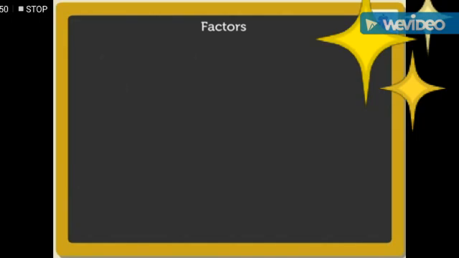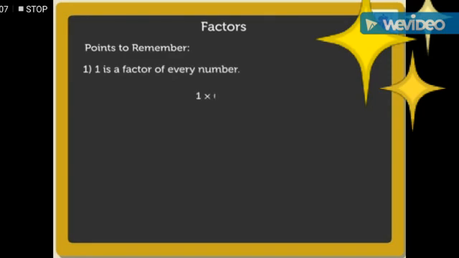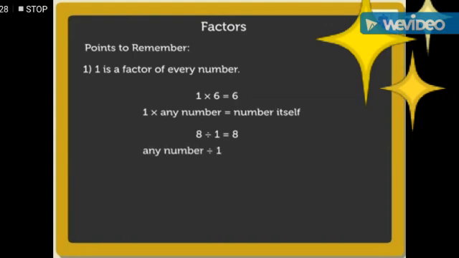Now, let us look at certain points which we need to understand related to a factor with the help of some examples. Point 1. 1 is a factor of every number. Look at the examples. 1 into 6 is equal to 6. 8 divided by 1 is equal to 8. Thus, 1 multiplied by any number gives the number itself as the product, and any number divided by 1 also gives the number itself as the quotient. Hence, we conclude that 1 is a factor of every number.